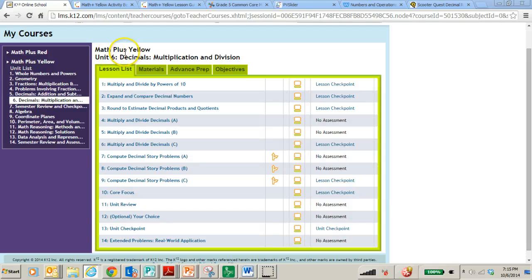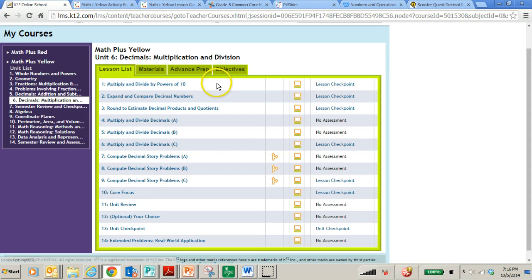Hi, today we're going to talk about the 5th grade Math Plus Yellow Unit 6, which covers decimals and multiplication and division. The first couple of lessons have already been covered in Class Connect sessions. We've already talked about multiplying and dividing by powers of 10, but this is a very tricky standard that many students often have trouble with, determining how a number gets larger and smaller by multiplying by powers of 10. We also have talked about expanding and comparing decimal numbers.